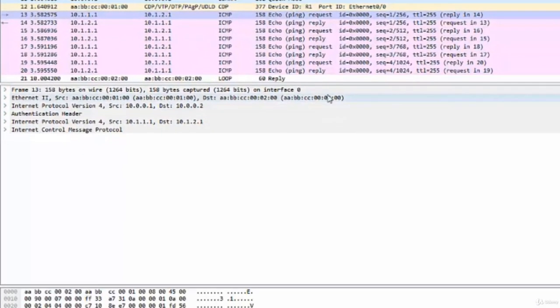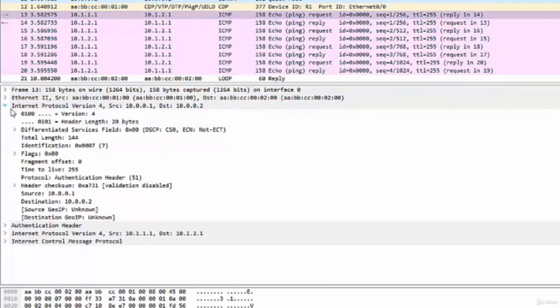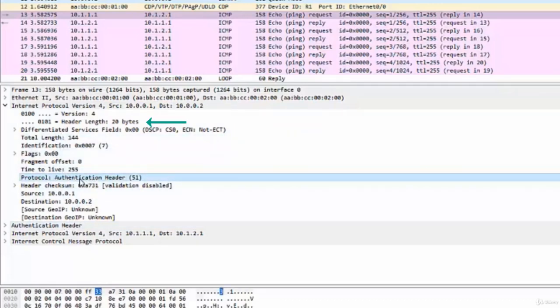So if we look at the authentication header packet, this is the frame. This is the actual layer 1, this is layer 2, which is Ethernet source and destination. And then after that you have the IP header. The IP header is 20 bytes. And inside the IP header, it lists the next header, which is pointing at authentication header. That's the protocol after the 20 bytes.